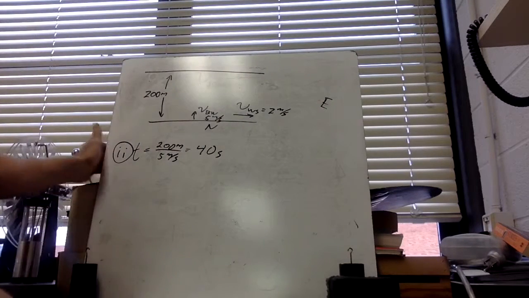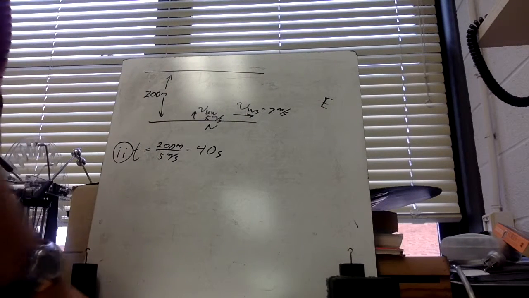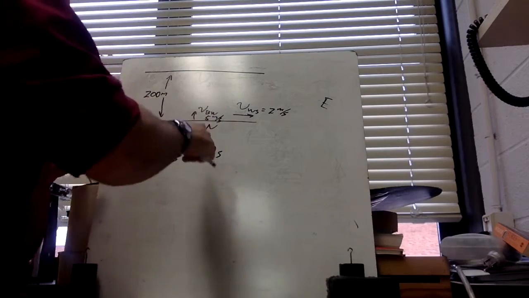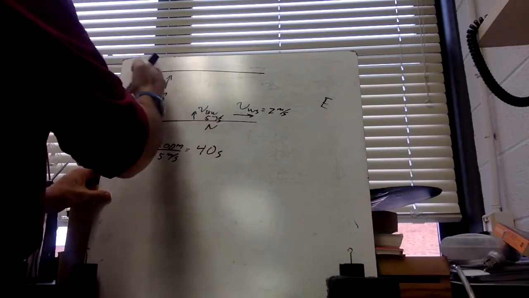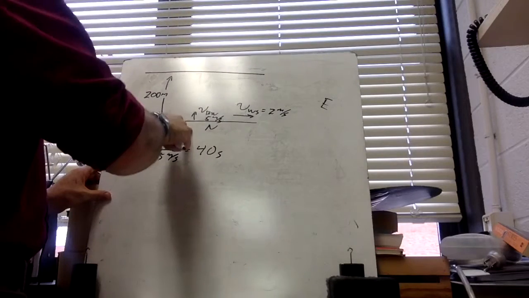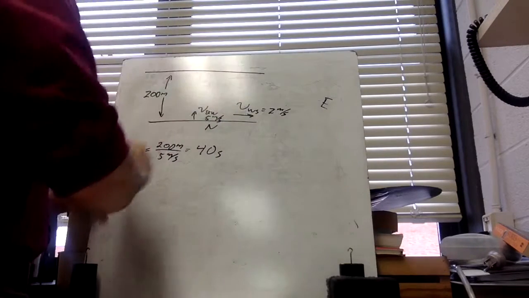So I do 2 first. And now I want to know how long, where does the boat land? So the idea is, as it's moving this way, the water is moving it this way. So relative to the shore, it's going both north and east.